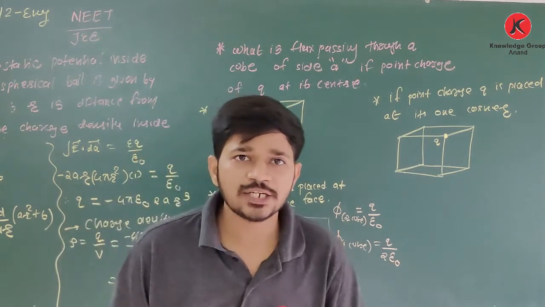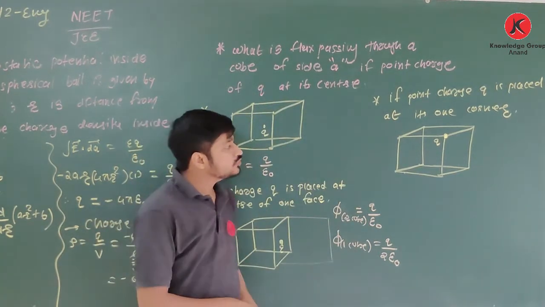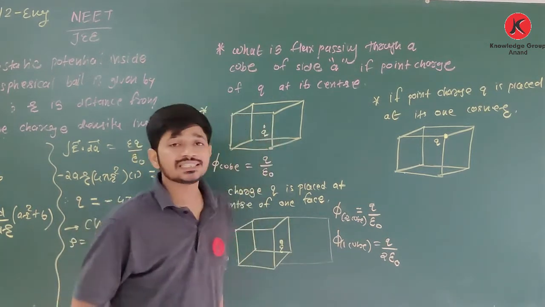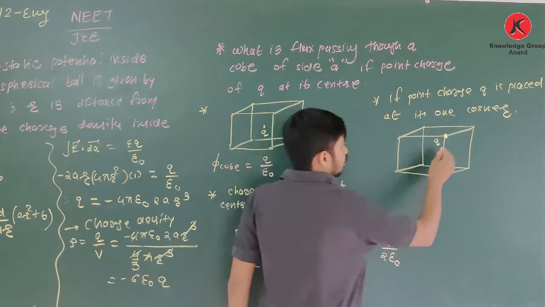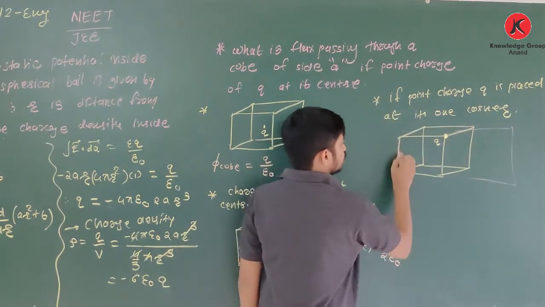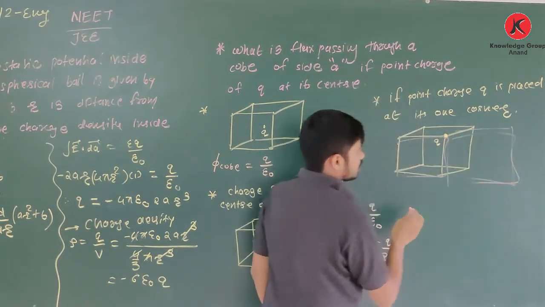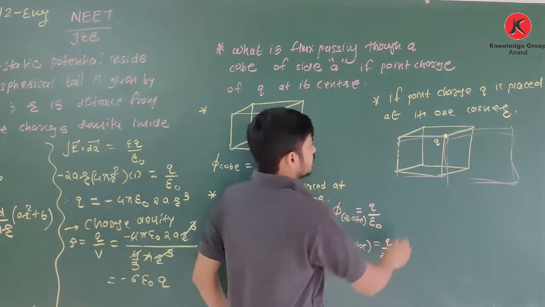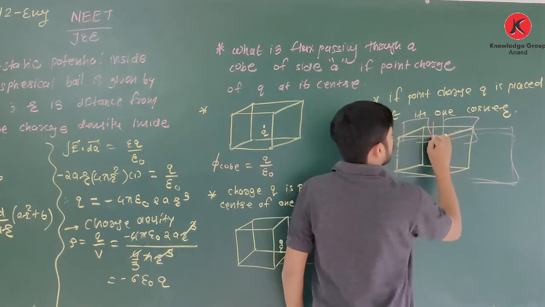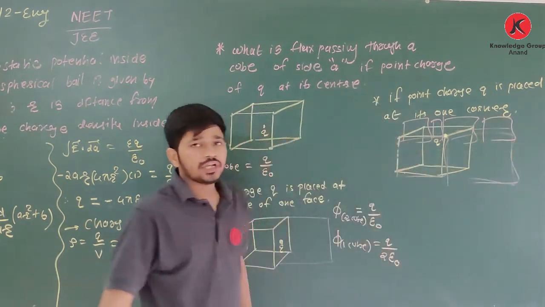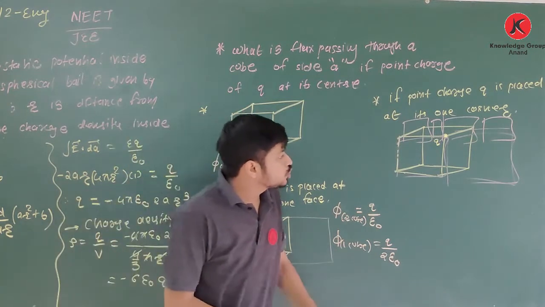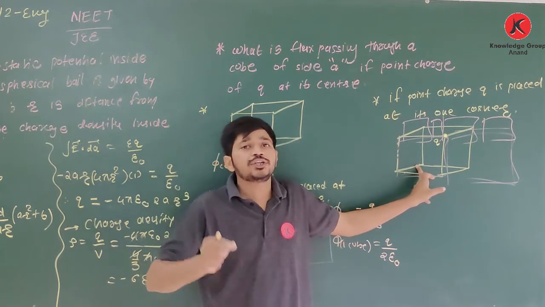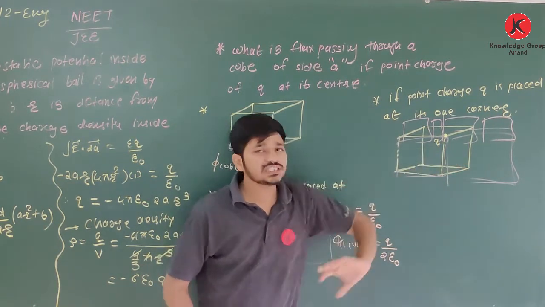Then is this charge enclosed? No. To enclose this charge, you have to assume another Q, one on this side, two behind these two, and four above it. So if you draw a total of 8 cubes, then this charge is enclosed.